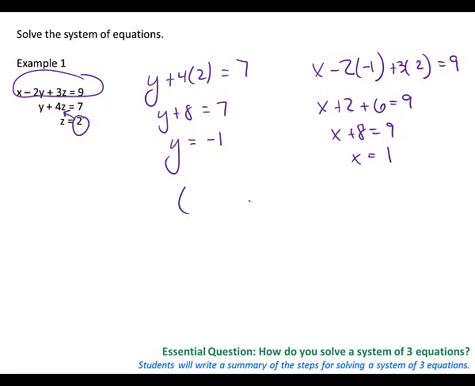Subtract it, and what do we get? 1. Alright, so our final answer, think about this now. We have to write a coordinate of 3. You always do this in alphabetical order. So it goes x, y, z. So your x is 1, your y is negative 1, and your z is 2.